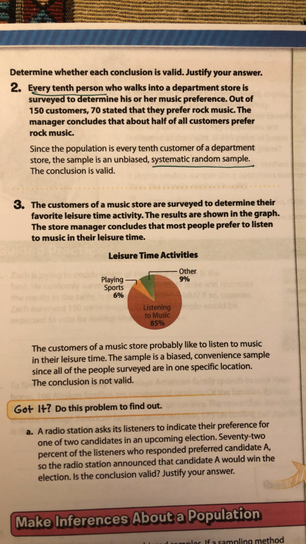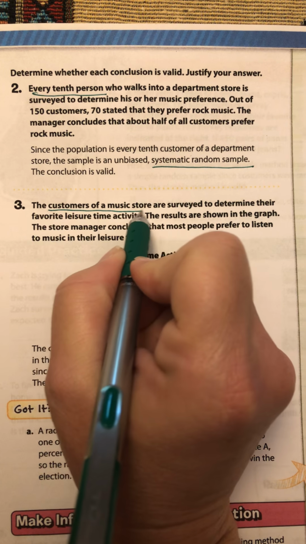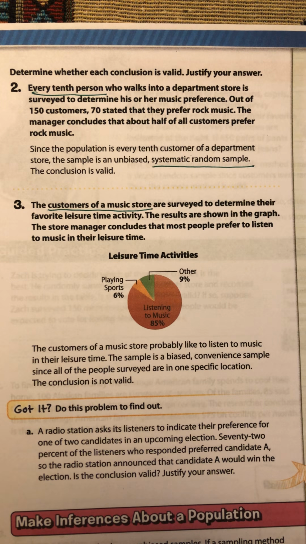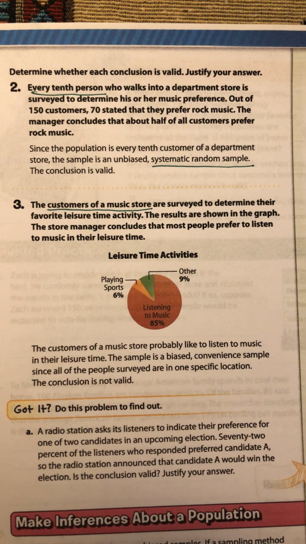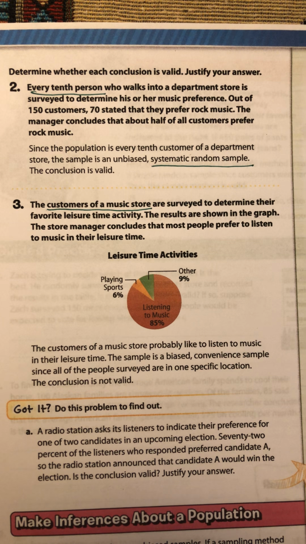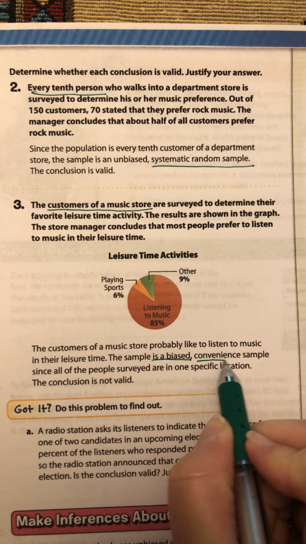The customers of a music store are surveyed to determine their favorite leisure time activity. Okay, so they survey just customers of a music store. Unbiased or biased? Well, this would be biased because if I'm in a music store, what do I like to do? I like to listen to music. So this was a convenience sample because they were in the music store. So it is biased and it is a convenience sample.